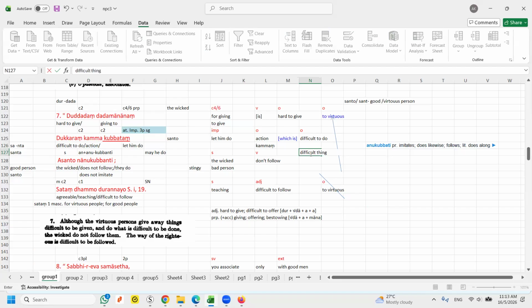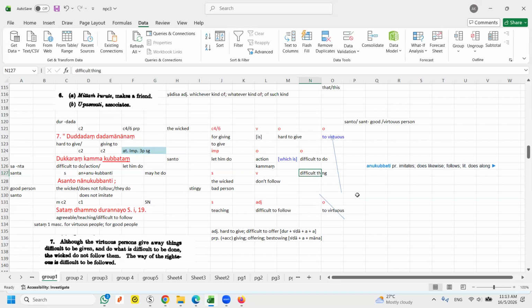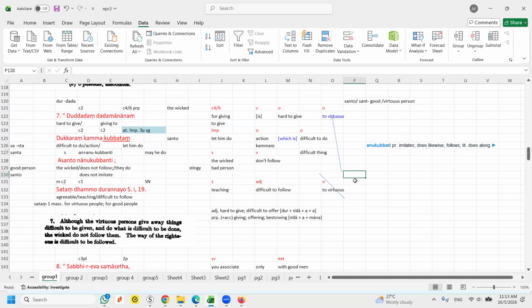And when you want to put action, you cannot put action. You have to say do difficult things. In English, English is like that. When you change a bit, you go a different way. That's why you can say let him do action which is difficult to do. Fine, you can use action. But if I say let him do difficult things, it's also understood already.